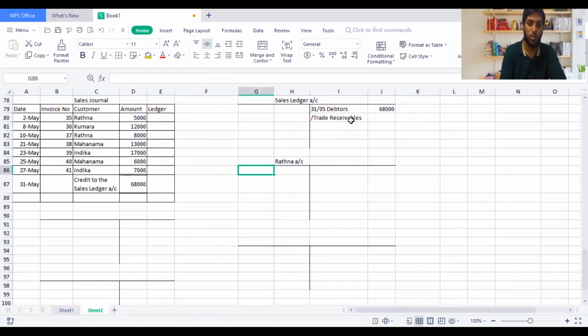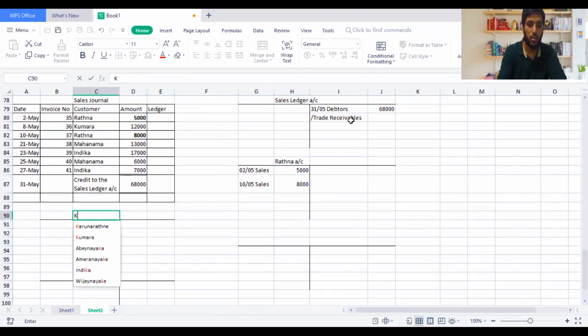So in the Ratna account, here you write 2nd May, he is making a purchase. So 2nd May, we are making a sale to them. So sales is how much? 5,000. Is there any other Ratna in the sum? Yeah, there's one more Ratna, on 10th May, 8,000. So I'm going to take 10th May, sales 8,000, right? That was easy. Then we move on to the second account, Kumara account.